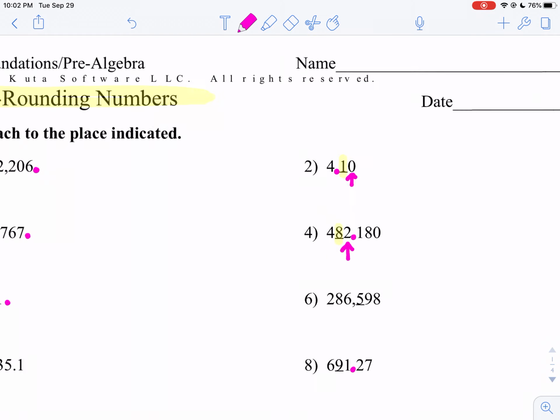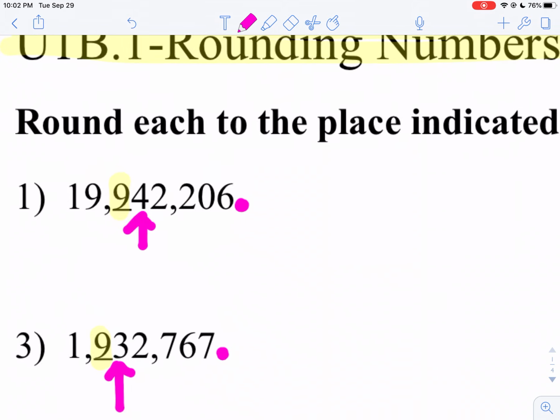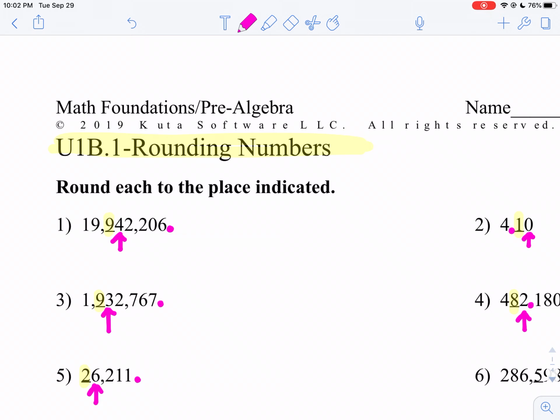So you need to identify your decimal point, highlight your underlined number, the number that you want to round, and then find the number immediately to the right and put an arrow under that number, because we are going to look at that number, and that number is going to tell us what to do. So let's go over the rounding rules.